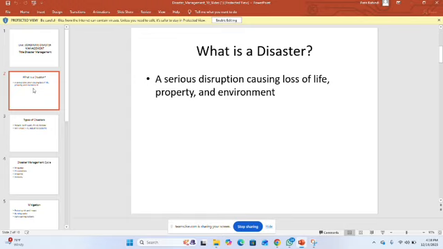Disaster is a serious disruption causing loss of life, property, and environment. So a disaster is anything that causes damage or disruption to our life.